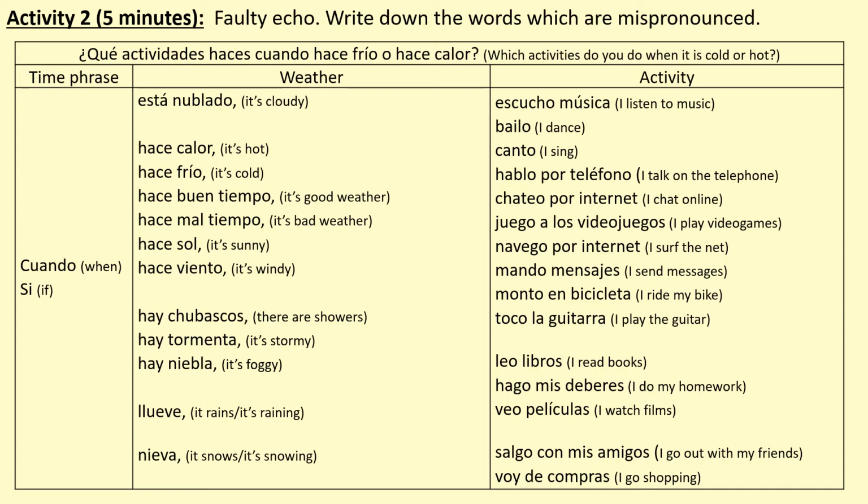Número 1. Cuando hay tormenta, toco la guitarra. Again, remember here, you're going to hear 2 mispronounced words and you write them down. Cuando hay tormenta, toco la guitarra. Número 2. Si llueve, leo libros. Número 2. There's 2 mispronounced words. Si llueve, leo libros.